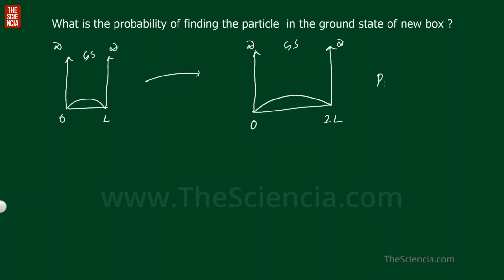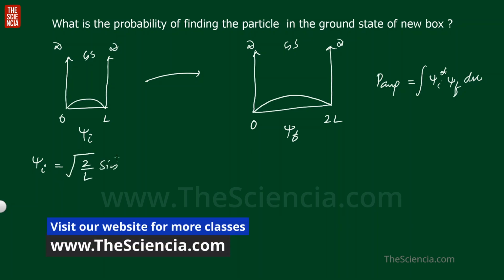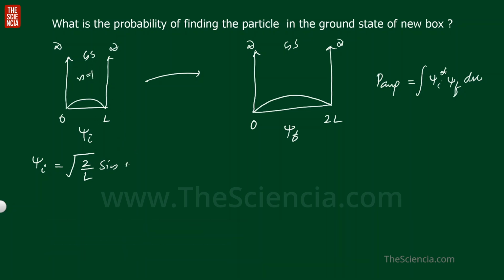We have to find out the probability amplitude first, that is equal to the integral over the common limit of psi i star psi f dx. Here this is the initial state and this is the final state, right? And what is the equation for the initial state? We know for a box it will be root 2 by L sin n pi x by L, where n is 1 because it is the ground state.